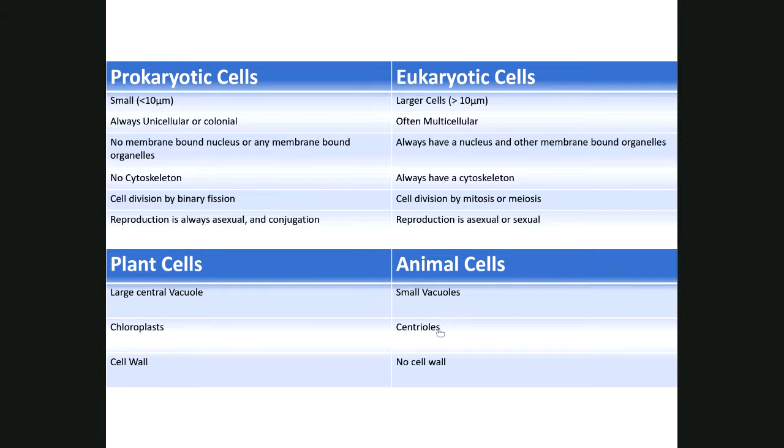And the one thing that animal cells have that plants don't have is centrioles. And centrioles are used in mitosis and meiosis. Okay, so plant cells do undergo meiosis and mitosis, but they don't use centrioles. We'll talk more about that next week. And plant cells have a cell wall. Animal cells lack a cell wall. We talked about that yesterday.